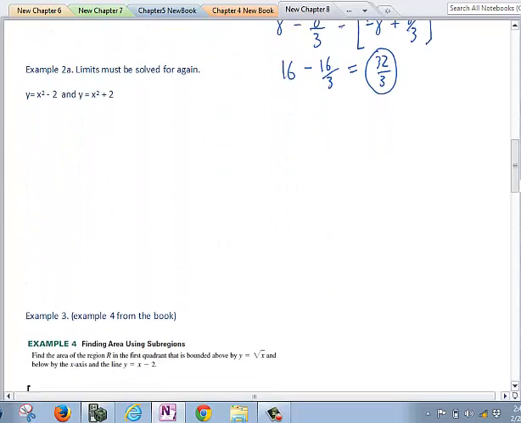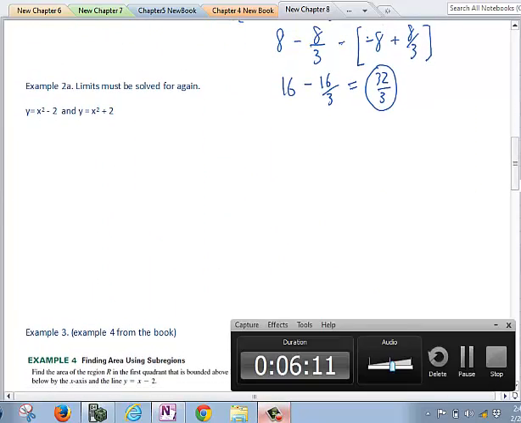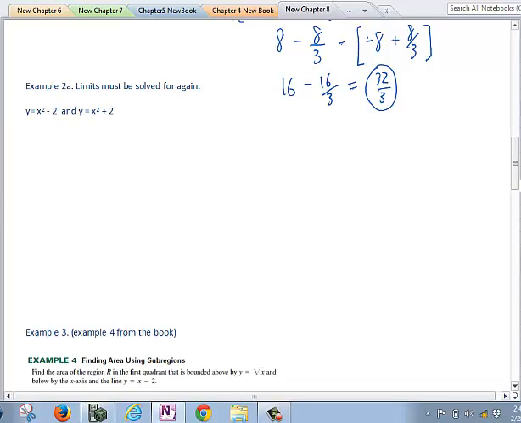Let's look at our next problem. In this problem, actually this problem has a misprint. It's y equals negative x squared plus 2. So the two functions in this case are going to bound an area. So x squared minus 2 is a parabola down by 2, and negative x squared plus 2 is a parabola up by 2.